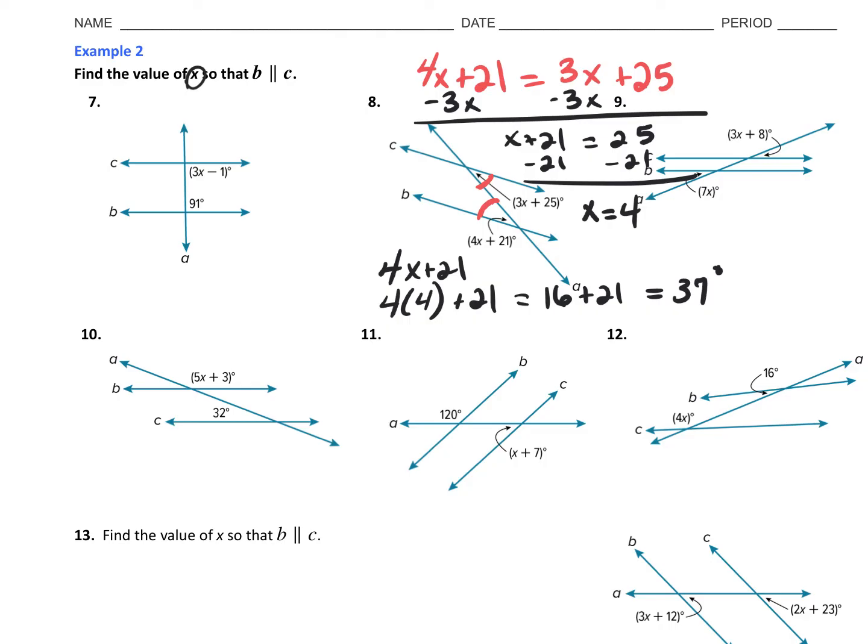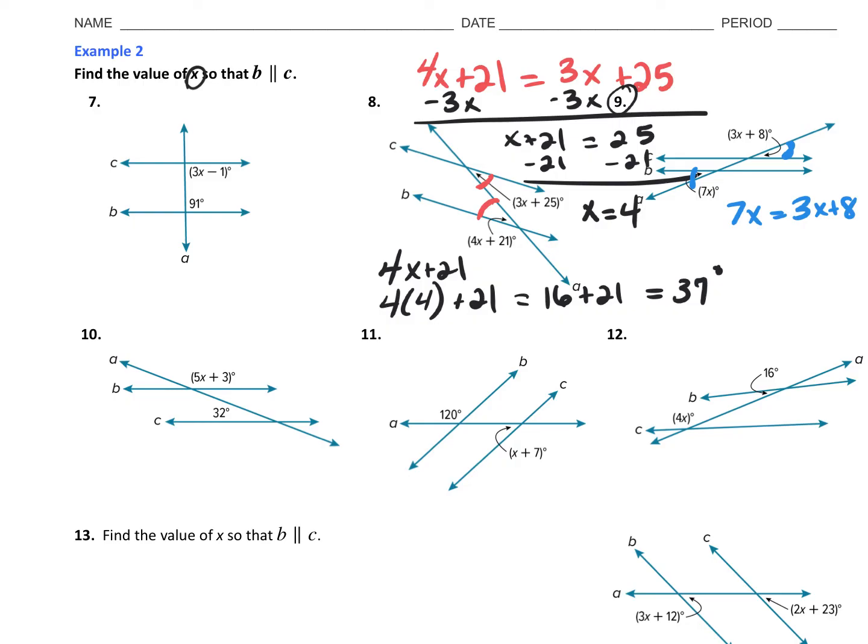The same would be for question number 9 as well. The difference is that you were given 2 alternate exterior angles. And we know alternate exterior angles are congruent. So we would set this up the same way. 7x equals 3x plus 8. And then you would solve for x.